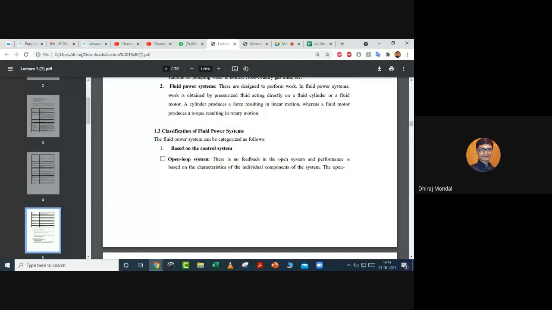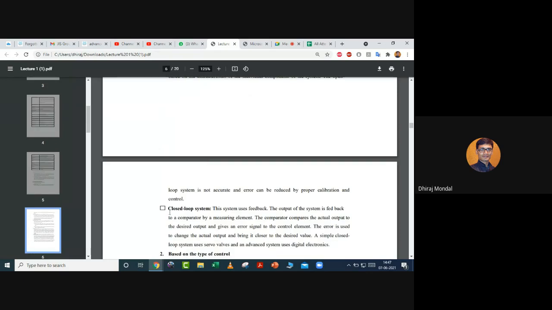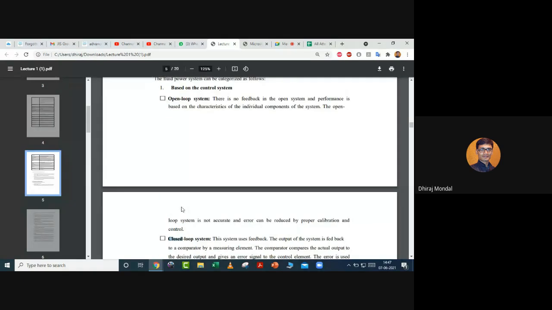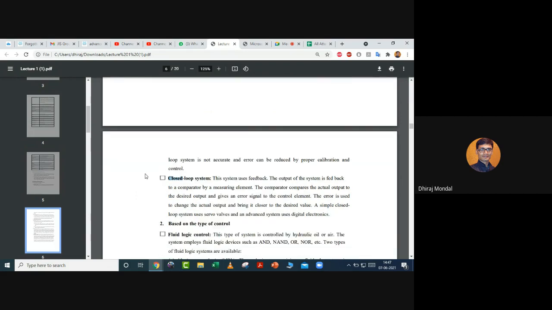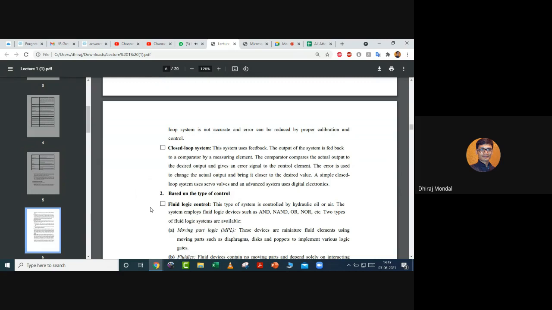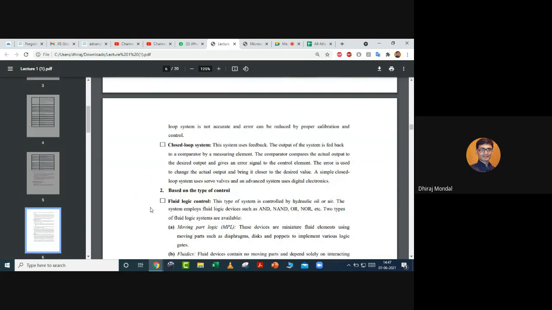Now the classification of the fluid power system, based on the control system: open loop system and closed loop system. Open loop means there is no feedback in the open system, and performance is based on the characteristics of the individual components of the system. The open loop system is not accurate, and error can be reduced by proper calibration and control.